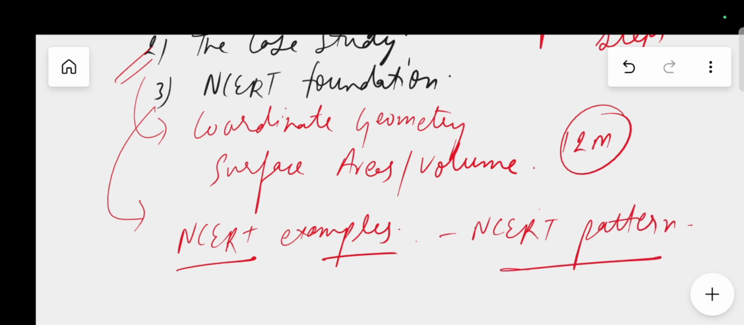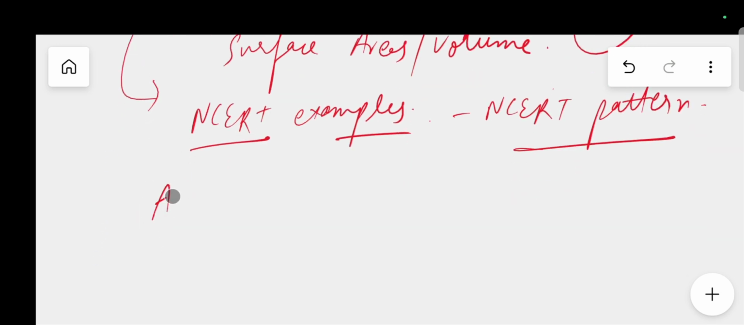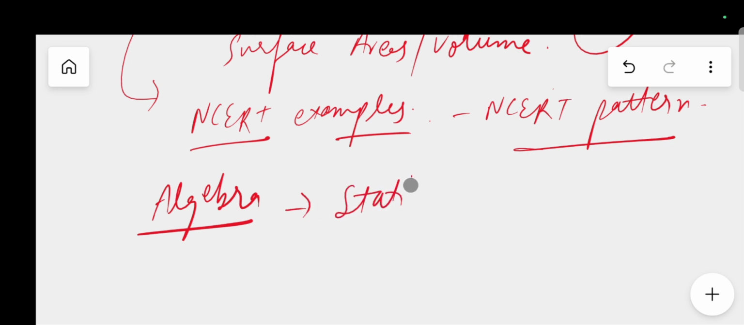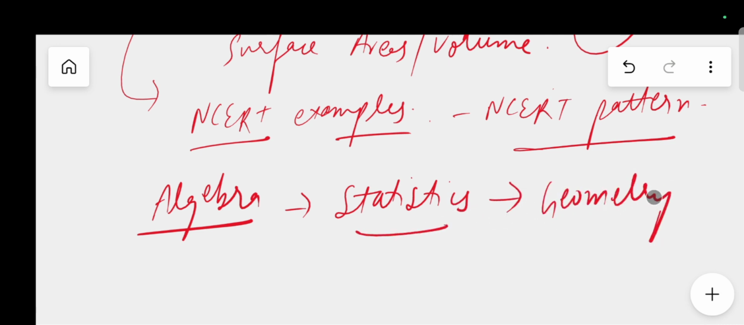So here is my final advice. Start your revision with algebra, because it covers 4 chapters, and 20 marks come directly from algebra. Then move to the statistics portion, and last tackle geometry. These are the 3 major topics.